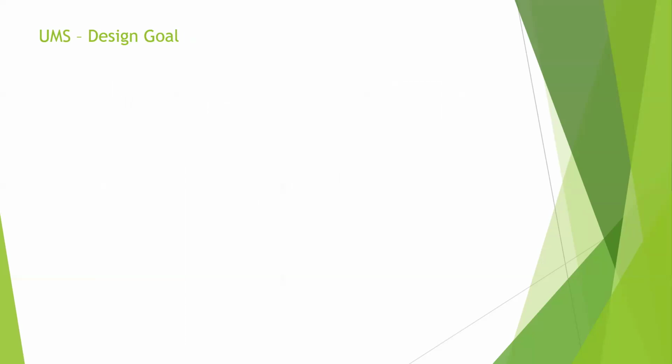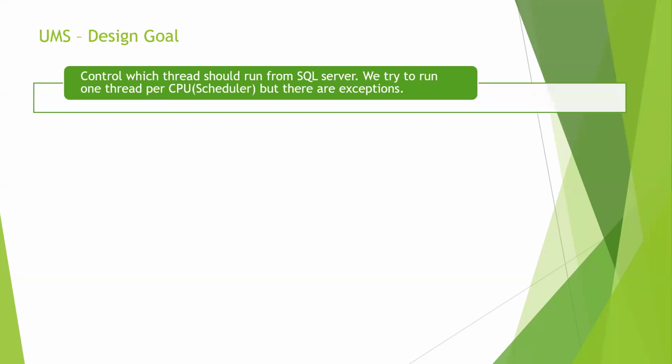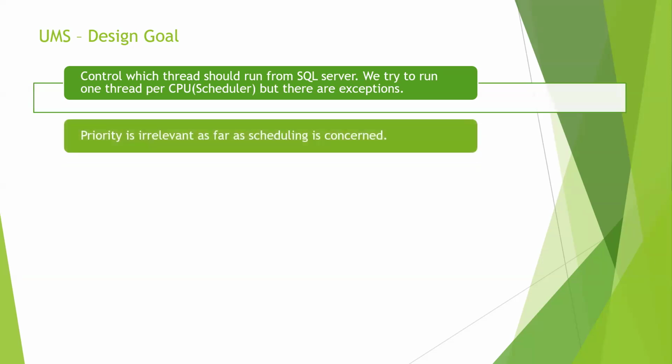So this is what we already talked about. UMS design goal: control which thread should run on the CPU. We try to run one thread per CPU, but there are exceptions. The exception is when there are parallel threads, right? Parallel threads cannot run on only one CPU. Multiple threads will spawn for one task and will execute on multiple CPUs. That is parallelism that we will talk about later. Priority is irrelevant, because in SQL Server every thread is on the same priority, that is 7.